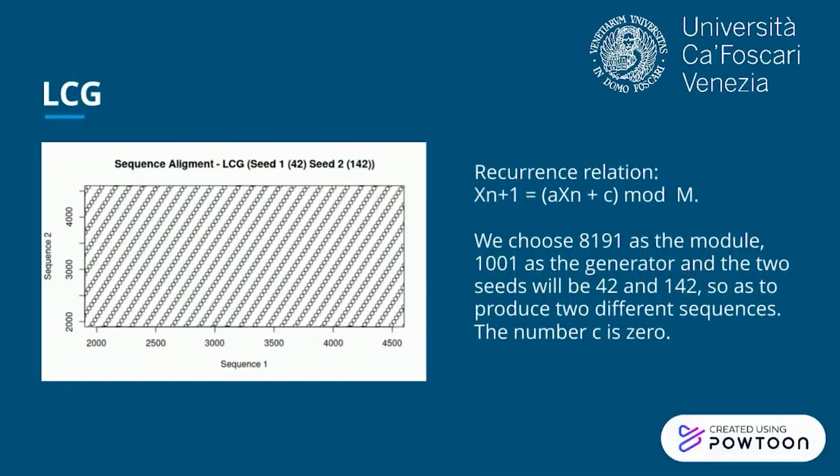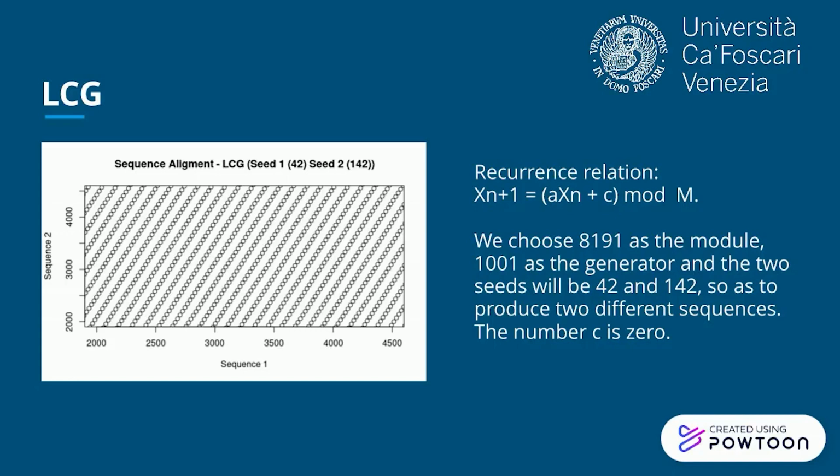The first analysis involves a simple algorithm which, by implementing the basic formula for producing an LCG, generates a sequence of distinct numbers. All we have to do is choose a prime number, a numeric seed, and the generator. The prime number is the modulus, while the seed is the first number that the algorithm will produce. So we have already seen that the sequence can appear random only if the observer does not know how it was generated. So we choose 8191 as the modulus, 1001 as the generator, and the two seeds will be 42 and 142, so as to produce two different sequences.